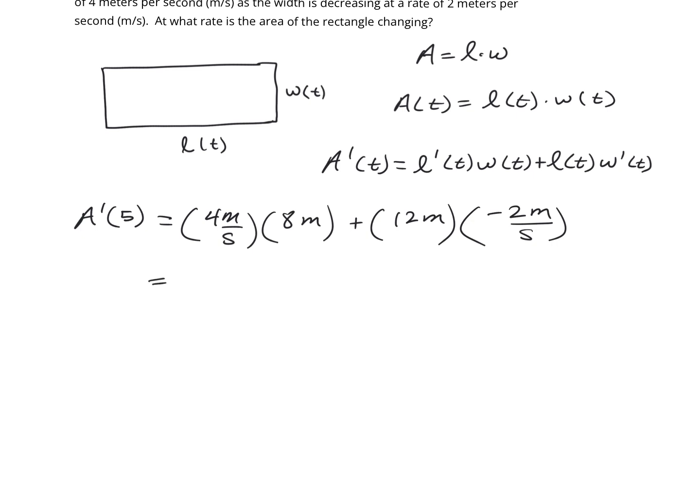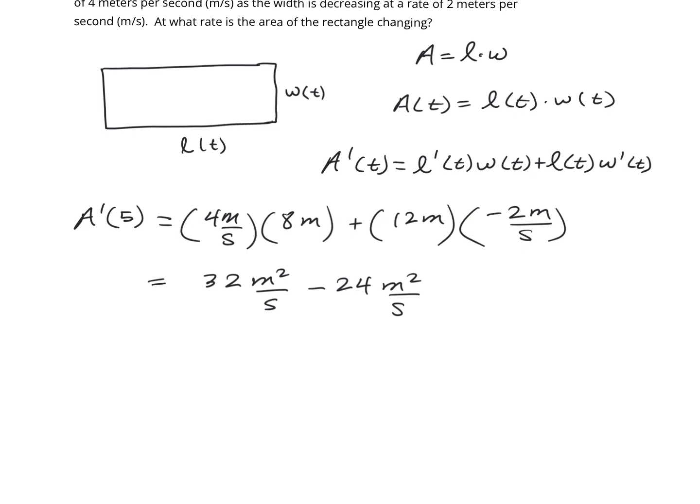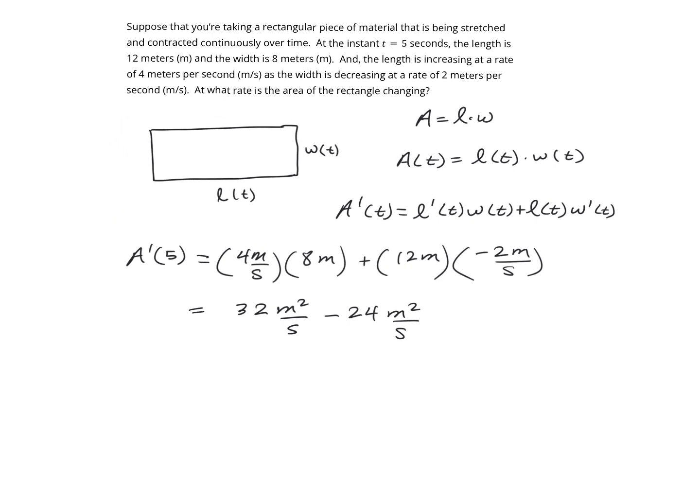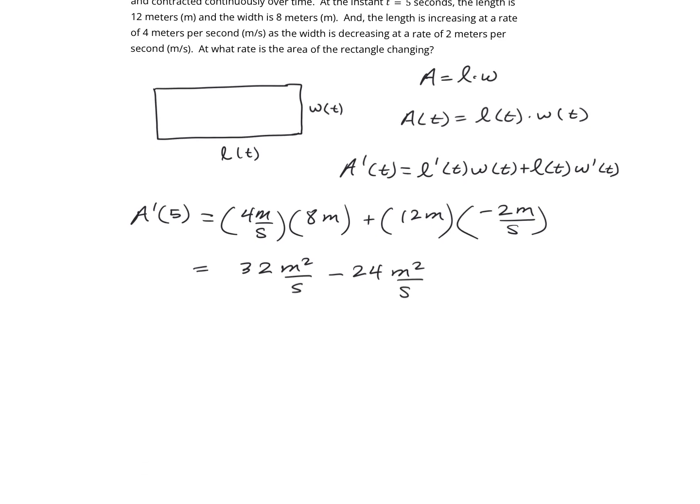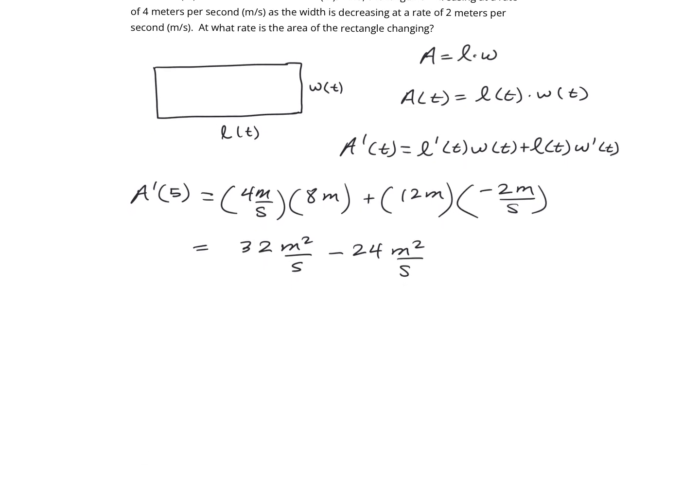And when we calculate this out, we're going to have 32 square meters per second minus 24 square meters per second. Very important to observe here that these units are like units, which means that we can go through and now subtract or add them as necessary. In this case, we're subtracting. So 32 take away 24 is going to be 8 square meters per second. And that is the rate of change of the area of this rectangular box.